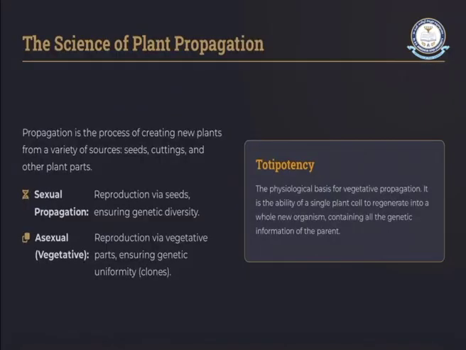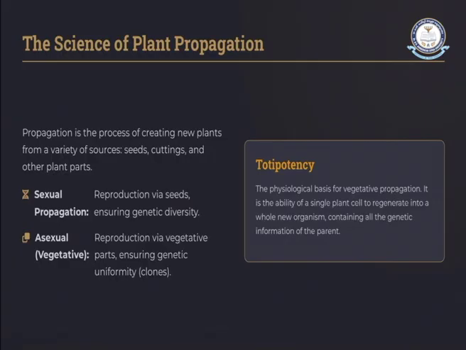So today we are going to discuss the science of plant propagation. Propagation is the process of creating new plants from a variety of sources, like seeds, cuttings, or other plant parts. We are creating another plant, that means we are introducing a new plant. There are two types of propagation, sexual and asexual.